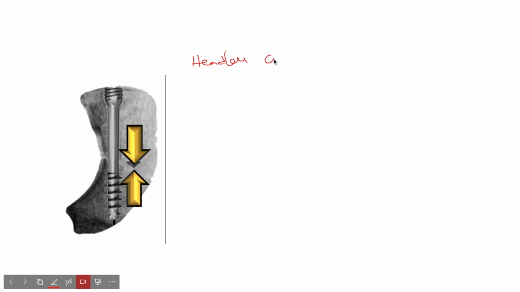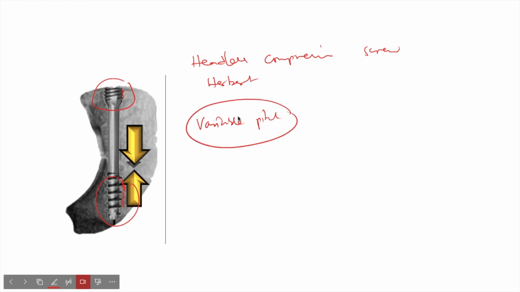That is a headless compression screw. Previously it used to be called the Herbert screw. This is basically used for scaphoid fracture. What is the difference in this screw? There is a variable pitch. If you can see, proximally the screw has a smaller pitch, whereas distally the pitch is high. There is more space between the threads. It is more widely interspaced. So what does this variable pitch do? When you rotate the screw here, because of the variable pitch, this moves more and this moves less, and therefore compression happens. Because of this variable pitch, compression of the fracture happens.